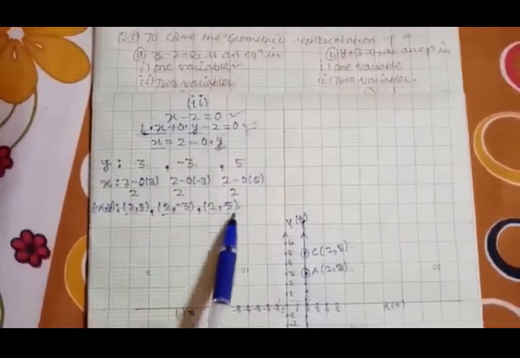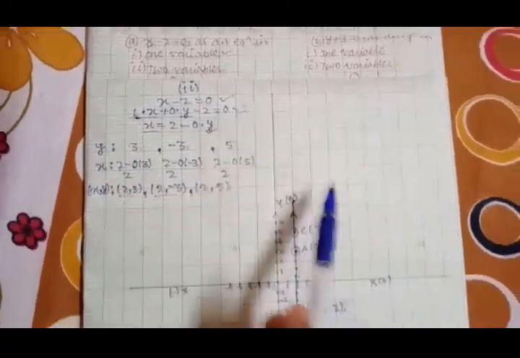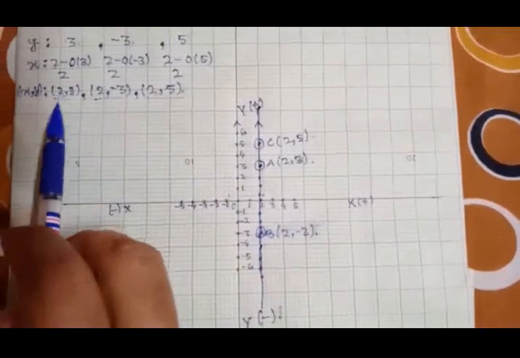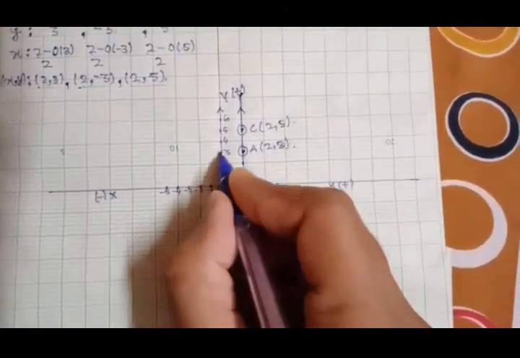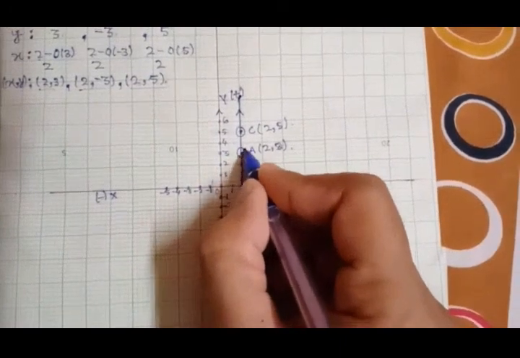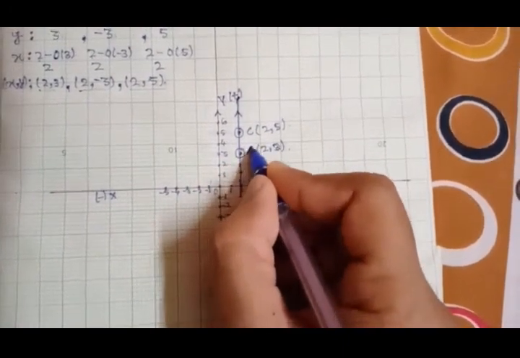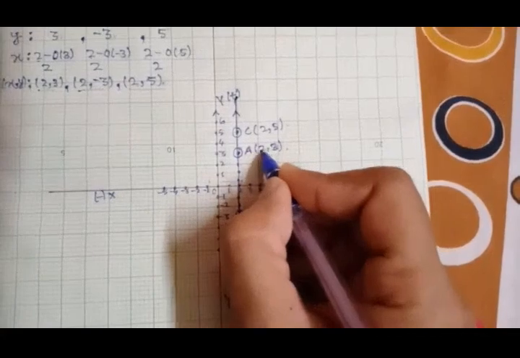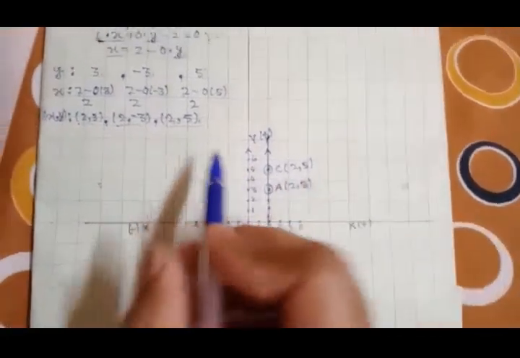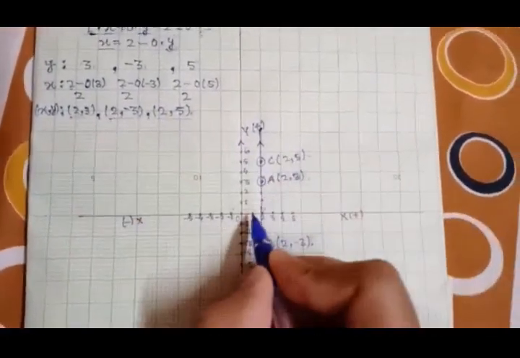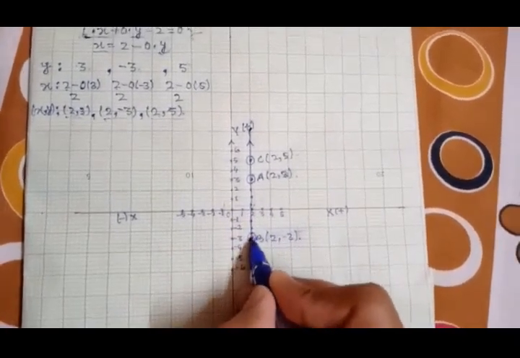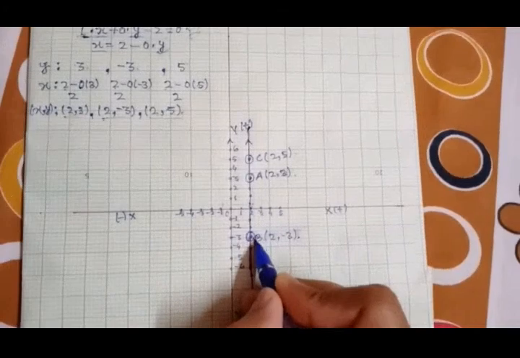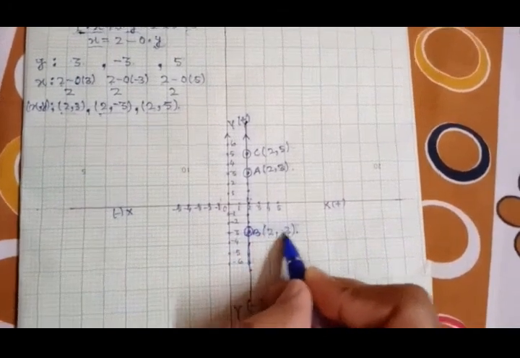Let's plot these solutions of the linear equation in two variables on the Cartesian plane. So first we have 2 comma 3. So this is x equal to plus 2 and y equal to plus 3. That's the point A having coordinates 2 comma 3. Next is 2 comma minus 3. So x is plus 2 and y is minus 3. So that's the second point B having coordinates 2 comma minus 3.